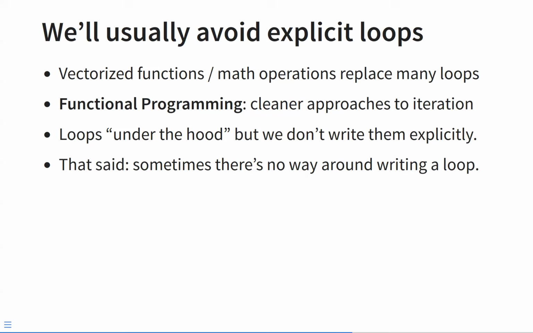And then functional programming is an approach that we can use when we do need to explicitly iterate over some object. We can't just use a vectorized function, but we want the bookkeeping to be cleaner. So with functional programming, there are still loops going on under the hood, but we don't write them explicitly. And we'll be talking about this in a future lecture. With all of that out of the way, it's still true that sometimes there's no way around writing a loop.